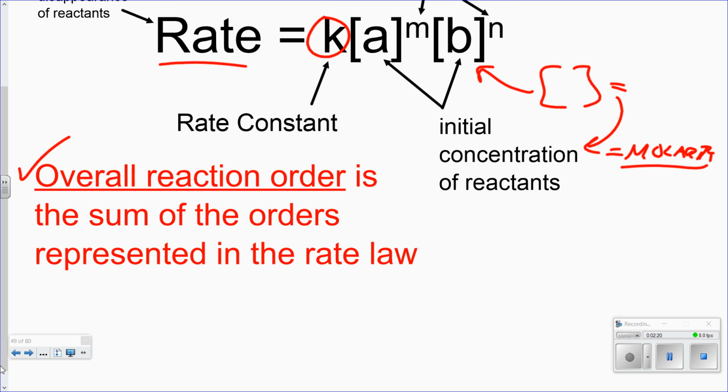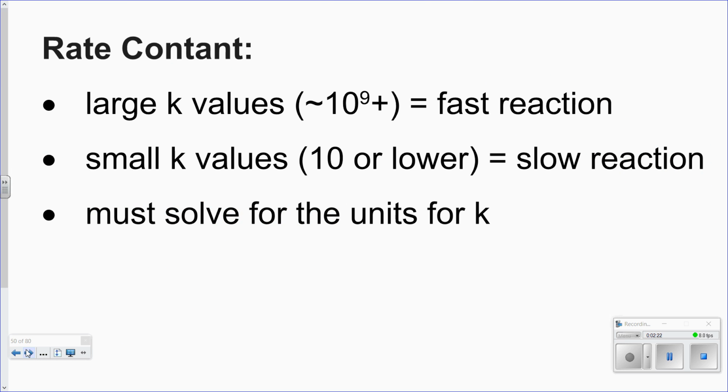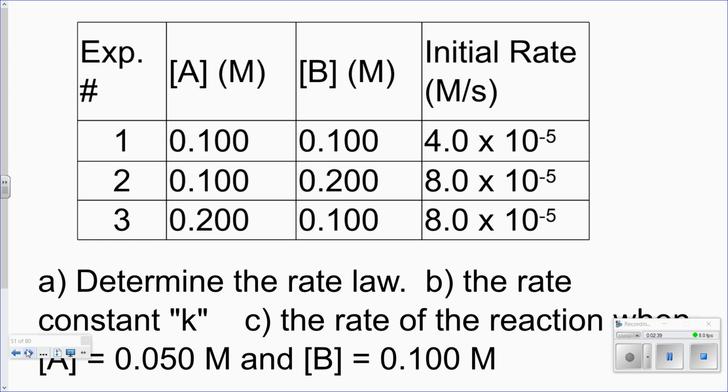Let's talk about large K values. If we have an extremely large K value, 10 to the 9th or better, the reaction is fast. Small K values, 10 or lower, mean a slow reaction. Your next question is what about somewhere in the middle? Well, we have to look at some data in order to determine the speed of that. So this is a typical experiment done.